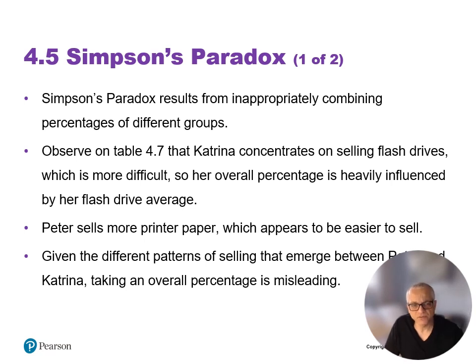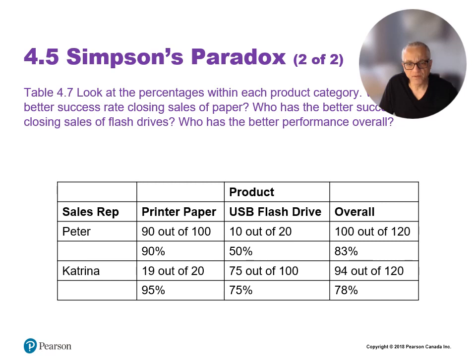Simpson's paradox is a very interesting concept. Sometimes we need to pay attention to it. Simpson's paradox results from inappropriately combining percentages of different groups. In the next table, you will see what we mean by Simpson's paradox. Before I continue talking about this, I would suggest that you have a look for a couple of seconds before listening to my explanation here.